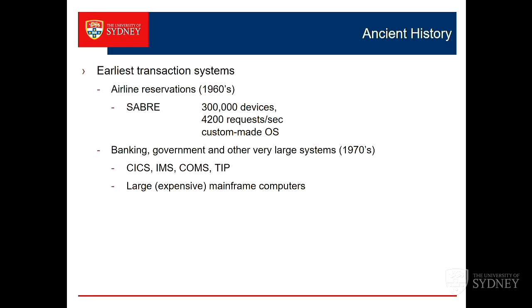And there was one called Sabre, and it supported 300,000 terminals. These would be teletype things sitting in a travel agent's office. It could handle 4,200 requests a second. It had a custom operating system to run it, and it probably had the computing power of my watch, or a bit less.